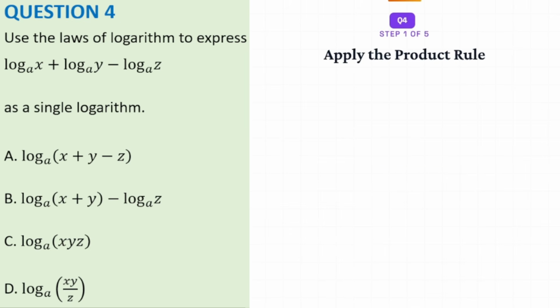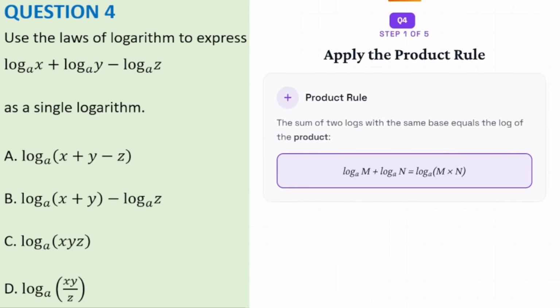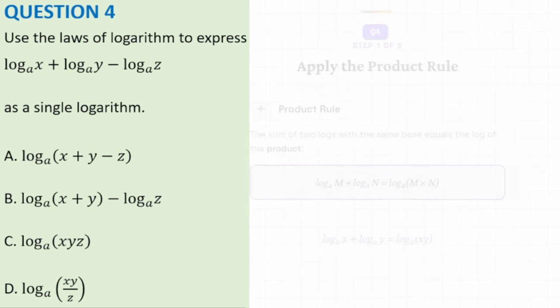Step 1. Applying the product rule. The product rule states that the sum of two logs with the same base equals the log of the product. In symbols, log base of m plus log base of n equals log base of m times n. Applying this to the first two terms, log base of x plus log base of y equals log base of xy.